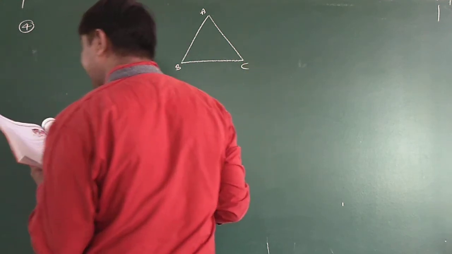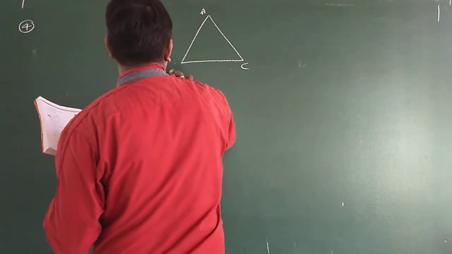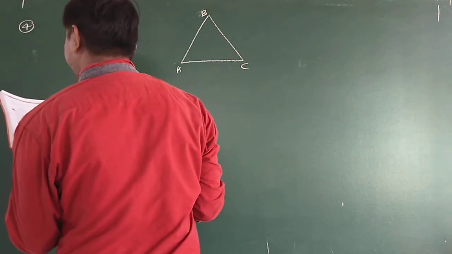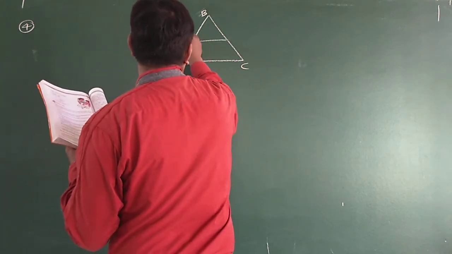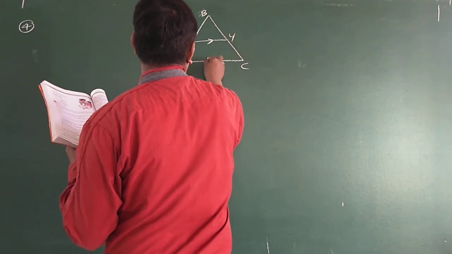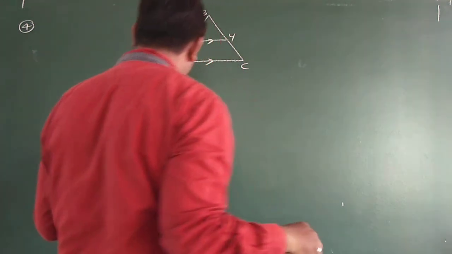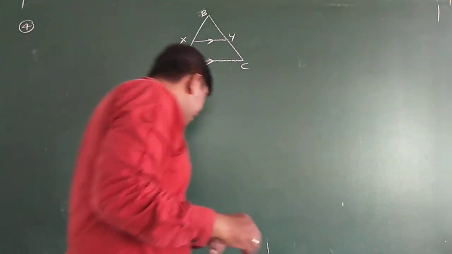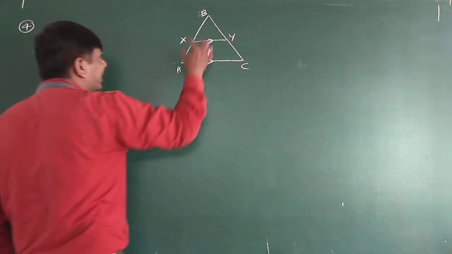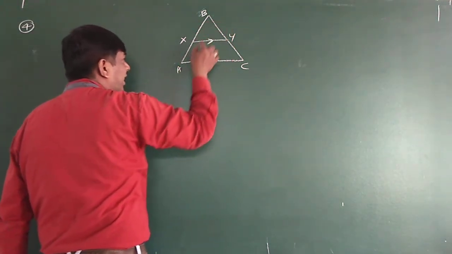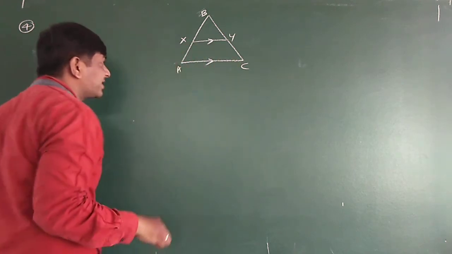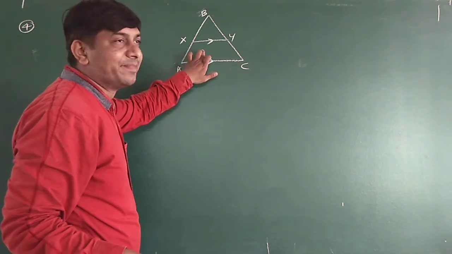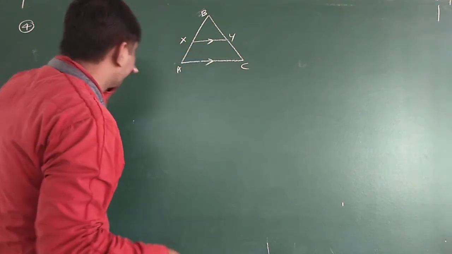Triangle ABC, let's take here ABC. XY is parallel to AC, and XY divides the triangle into two parts of equal area. Means the area of BXY and the area of XACY. Since here one pair of opposite sides is parallel, this can be considered as a trapezium.